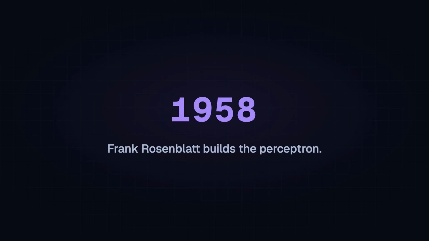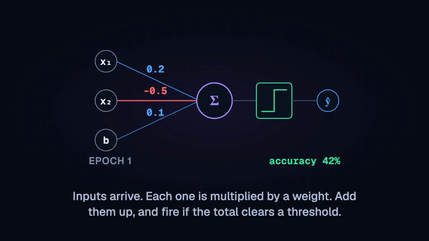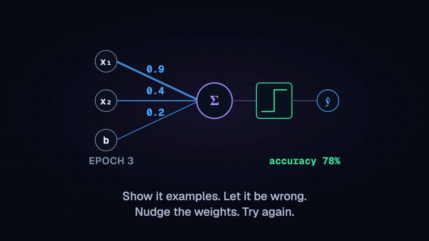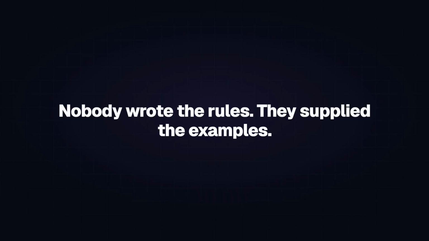In 1958, Frank Rosenblatt built the perceptron. Inputs arrive, and each one is multiplied by a weight. Add them up and fire if the total clears a threshold. Show it examples. Let it be wrong. Nudge the weights. Try again. Nobody wrote the rules, they supplied the examples.